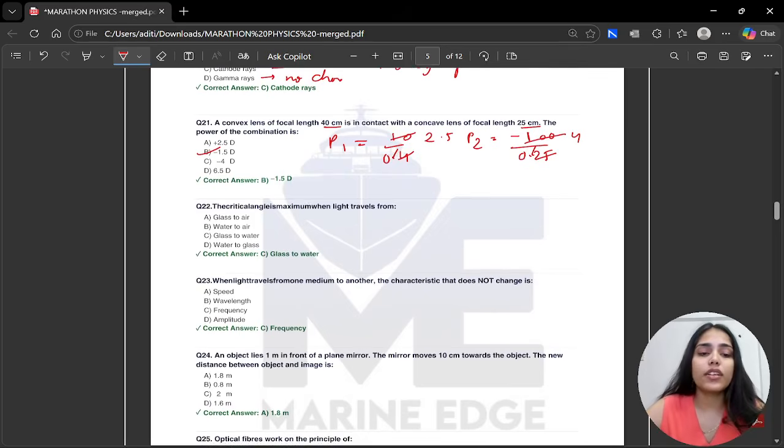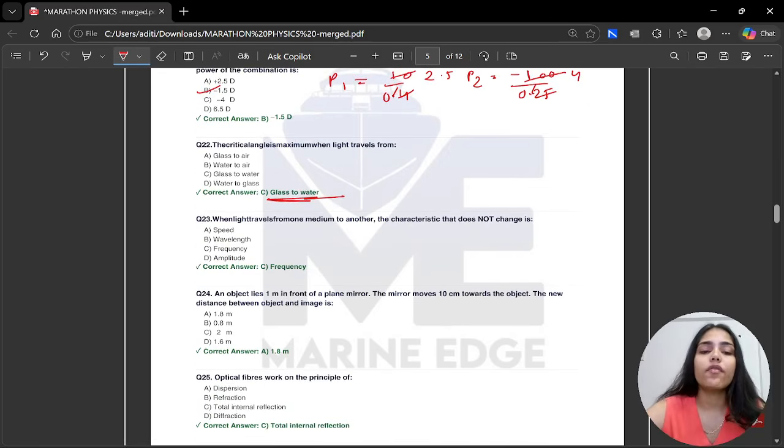Now the critical angle is maximum when the light travels between two media where the ratio of their densities is almost equal to 1. In that case, the critical angle is maximum. So that will be in the case of glass to wood.